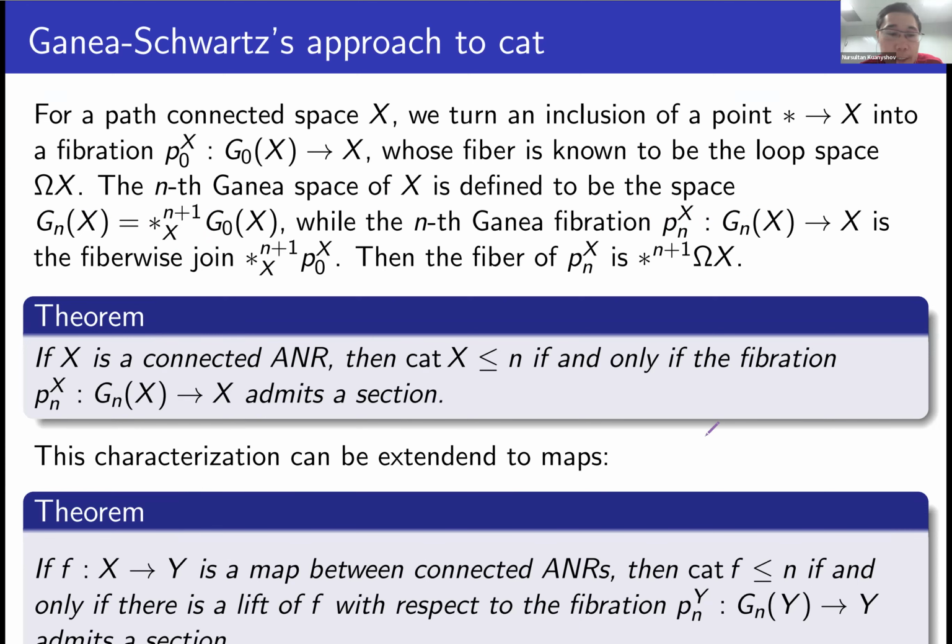This theorem easily generalizes for a map between ANR spaces. The same thing holds: we say that the LS category of a map is less than n if and only if there exists a lift with respect to this fibration. And note that the Ganea fibration is functorial.